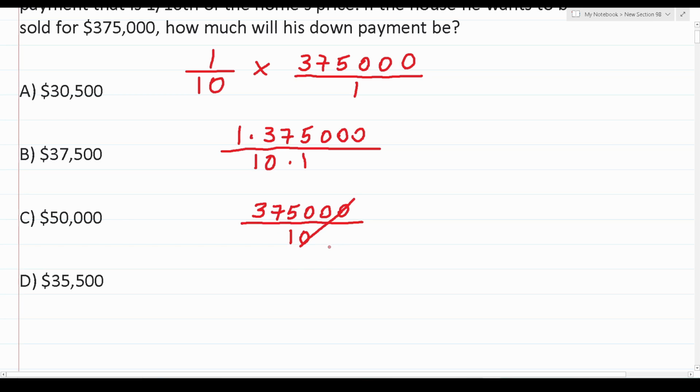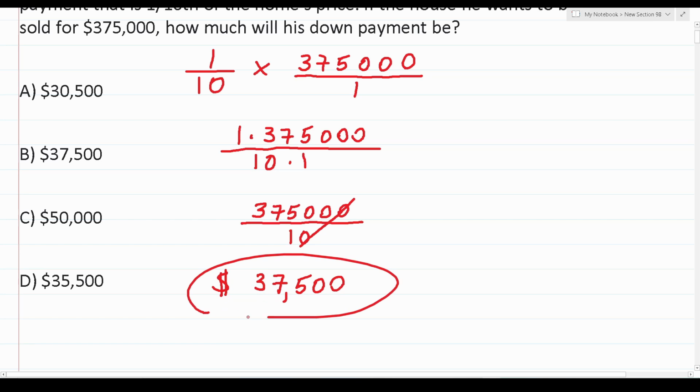37,500 over 1. Well, anything over 1 is just itself. So 37,500 over 1 is just 37,500. And therefore, we know that if Jimmy's going to put a down payment of 10% or 1/10 to purchase his home, his down payment's going to be 37,500, which is answer choice B in this case. All right, so that's that one.